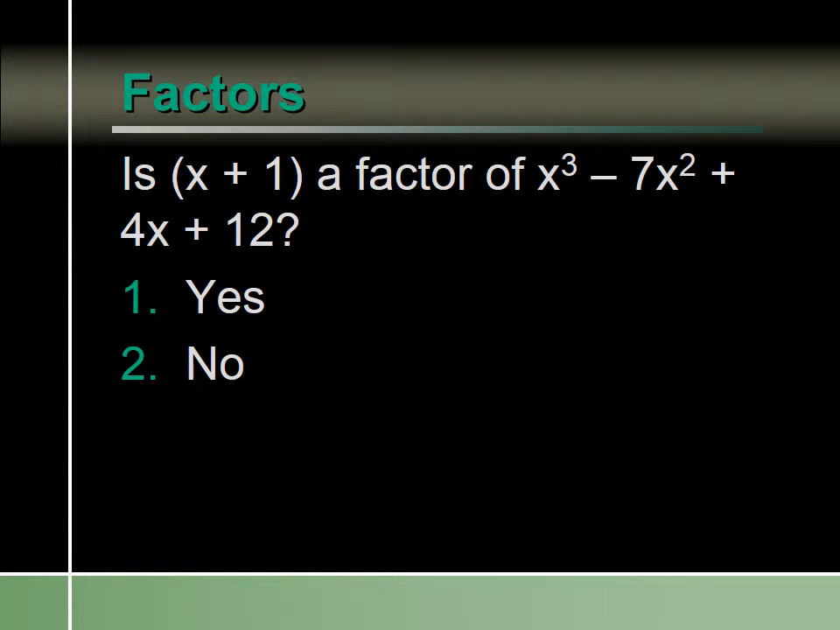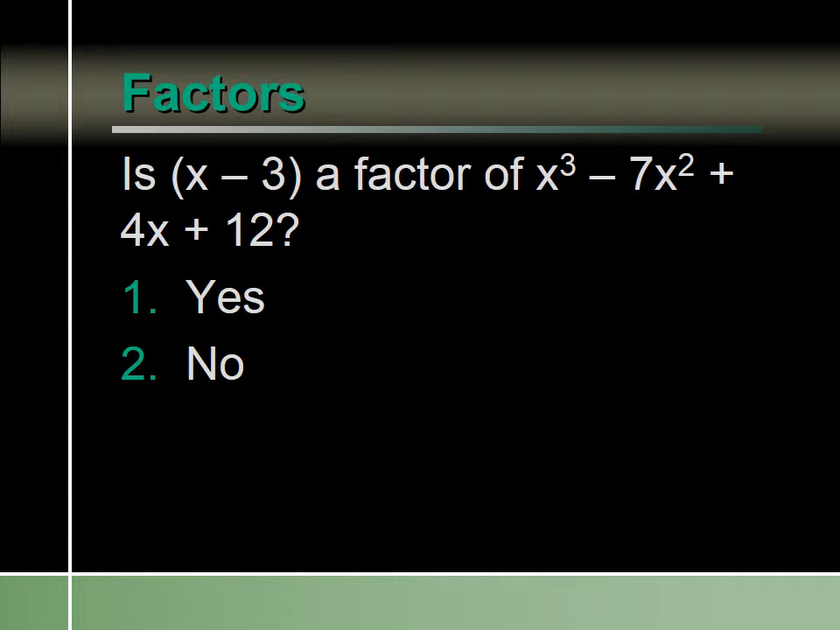All right, so you should have plugged in negative 1 into your polynomial because remember, we're looking for our a value and we get that from x minus a. And since we have an x plus, that means our a value is negative. So our a value is negative 1. So when we plug in negative 1 cubed minus 7 times negative 1 squared plus 4 times negative 1 plus 12, we get 0, which means that yes, x plus 1 is a factor.